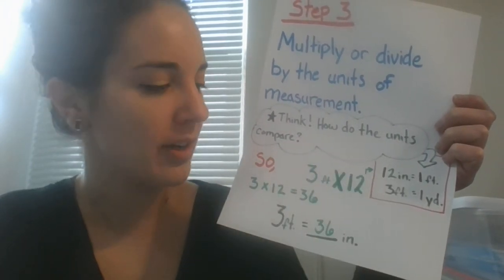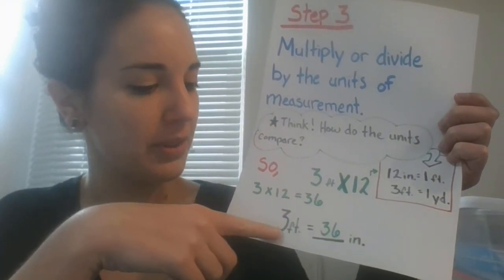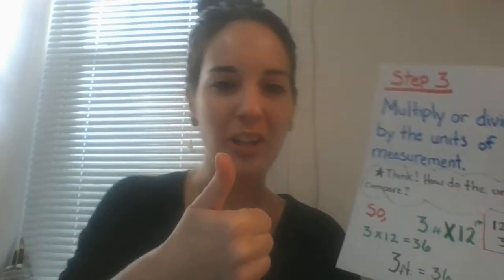That's how it compares. So 3 times 12 is 36. So 3 feet is equivalent to 36 inches. Great job, mathematicians.